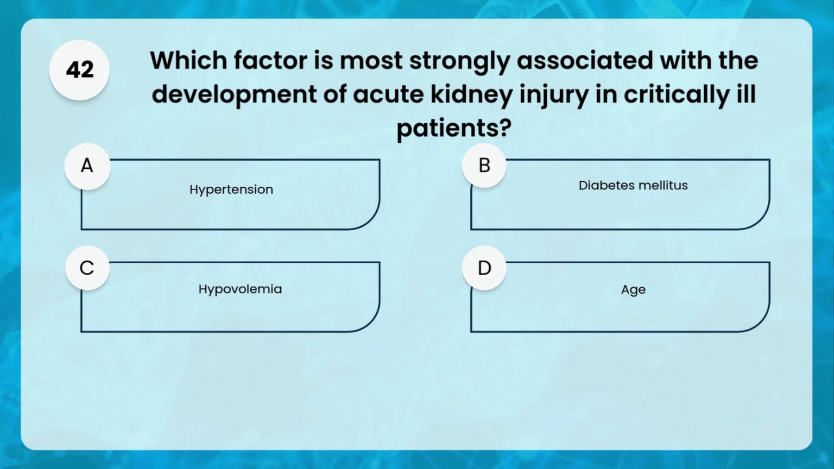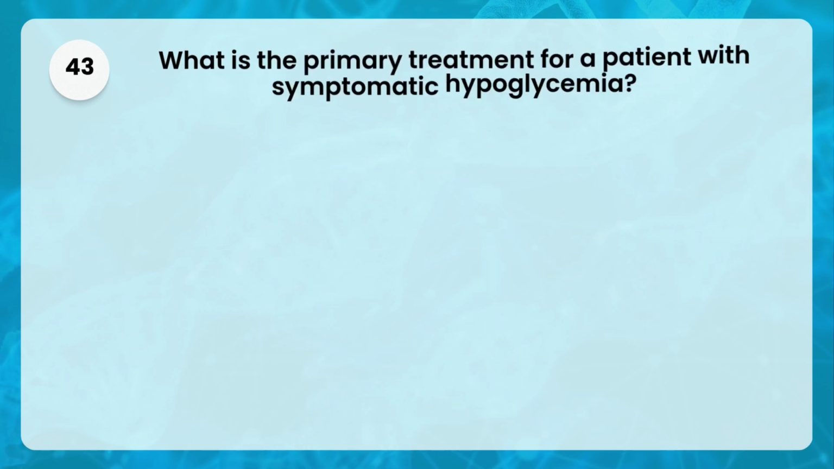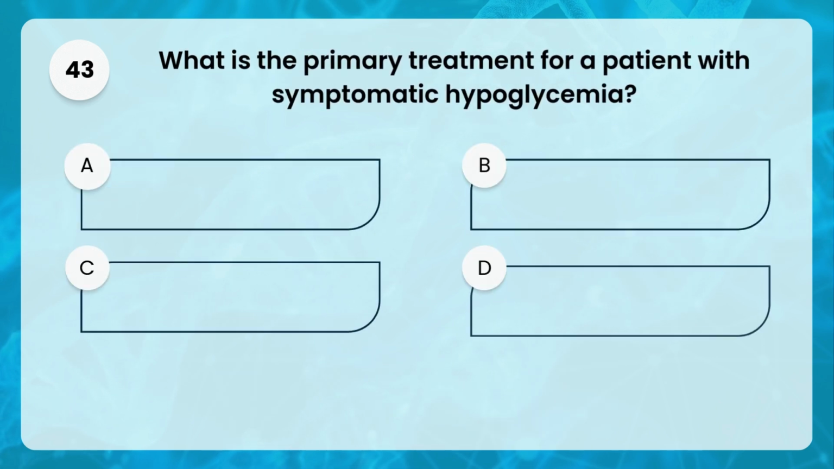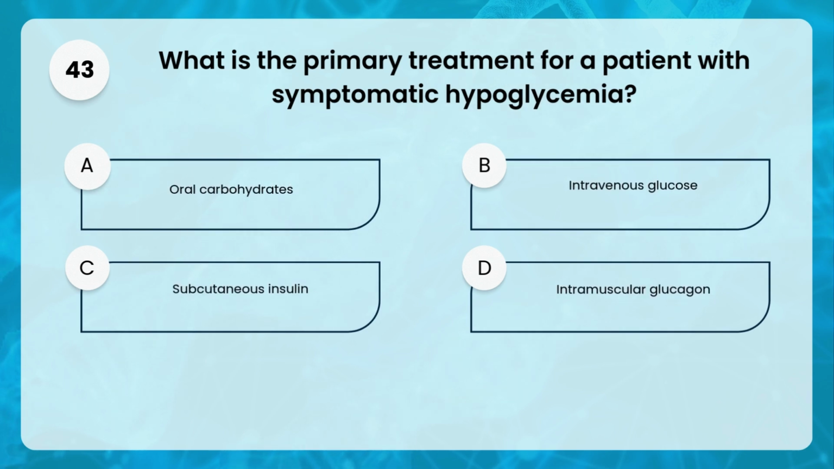A. Hypertension, B. Diabetes mellitus, C. Hypovolemia, or D. Age? The answer is C. Hypovolemia. Number 43. What is the primary treatment for a patient with symptomatic hypoglycemia? A. Oral carbohydrates, B. Intravenous glucose, C.